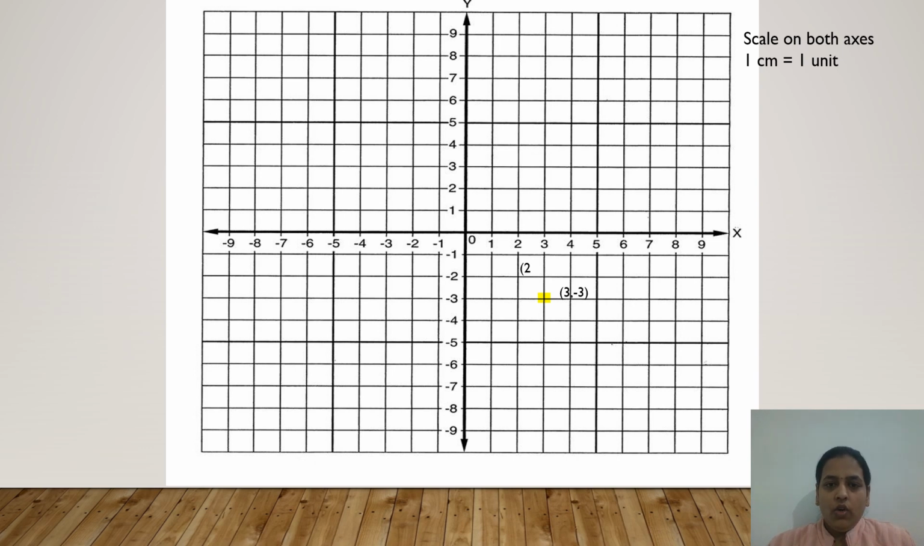Next, 2, minus 2. Okay. Next point is what? Minus 1, 1 here. Okay. Next, minus 2, 2. Where is it? Here. Okay. So these are the 4 points of the first equation. So draw the line. Next, this is the line of equation 1, x plus y is equal to 0.